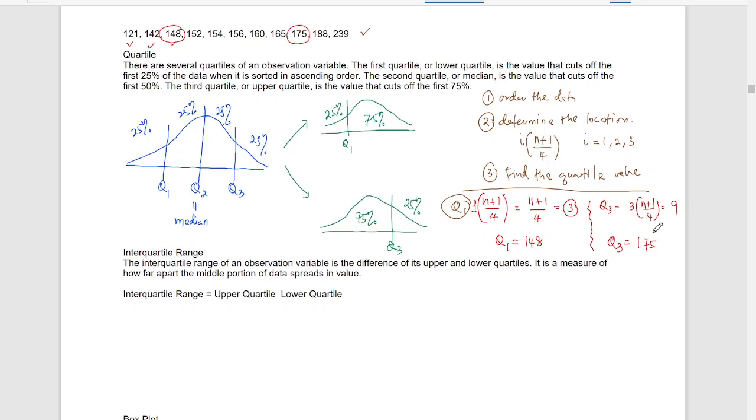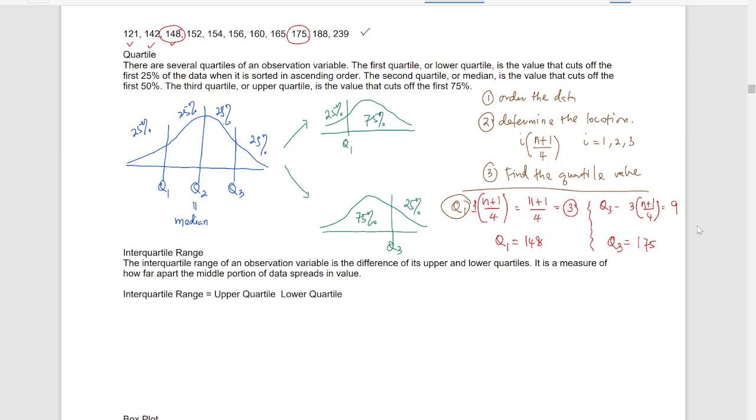Please look at the examples in the textbooks, or you can look at the YouTube channel that I have under the playlist Easy Step. You can see there how to calculate. Right, so these are the quartile values. That means you have quartiles 148 and 175.